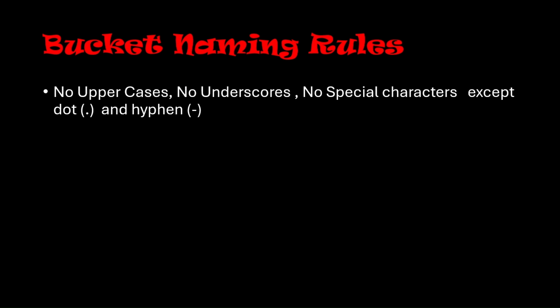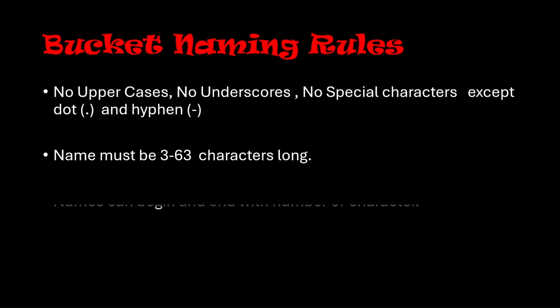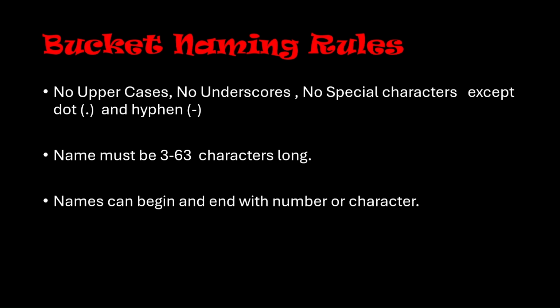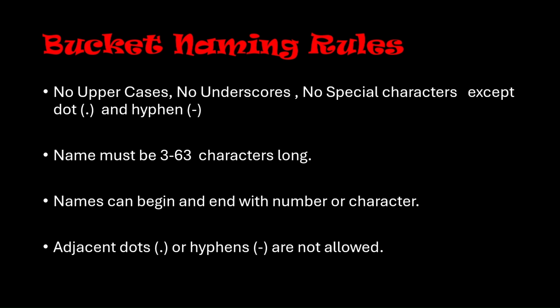We'll explore this more in detail in this video itself using CLI, which will be more fun. Next is bucket naming rules. There are some rules to name the bucket as it will be used in the domain name, right? No uppercases, no underscores, no special characters except dot and hyphen. Bucket name must be 3 to 63 characters long. Bucket names can begin and end with a number or a character. While naming the bucket, adjacent dots or hyphens are not allowed. Though dot and hyphens are allowed, putting them adjacent are not allowed. I forgot to mention one more point here. Bucket names must be unique across all the AWS accounts in all the AWS regions.